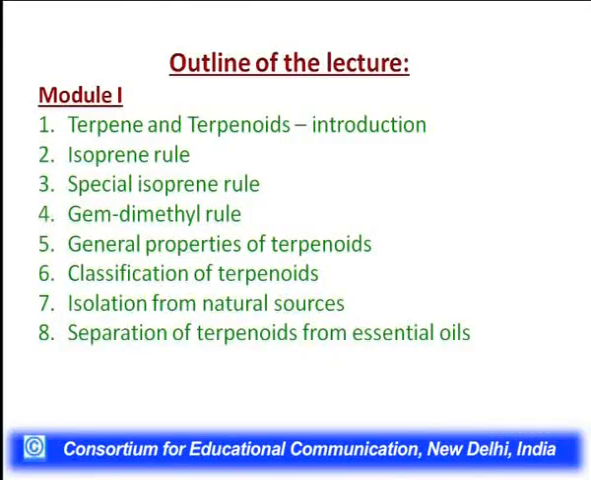So in the first module, we will be discussing terpenoids in introduction. Since we know that these are hydrocarbons and some oxygenated hydrocarbons are also termed terpenes, we will discuss the structure of these terpenes, which basically includes two rules. One is the Isoprene Rule and one is the Special Isoprene Rule. Then we will discuss the Gem-Dialkyl Rule. Further, we will discuss some general properties of terpenoids. Then we will discuss the classification of terpenoids, how we isolate these terpenoids from natural sources, and how we separate these terpenoids from the essential oils.